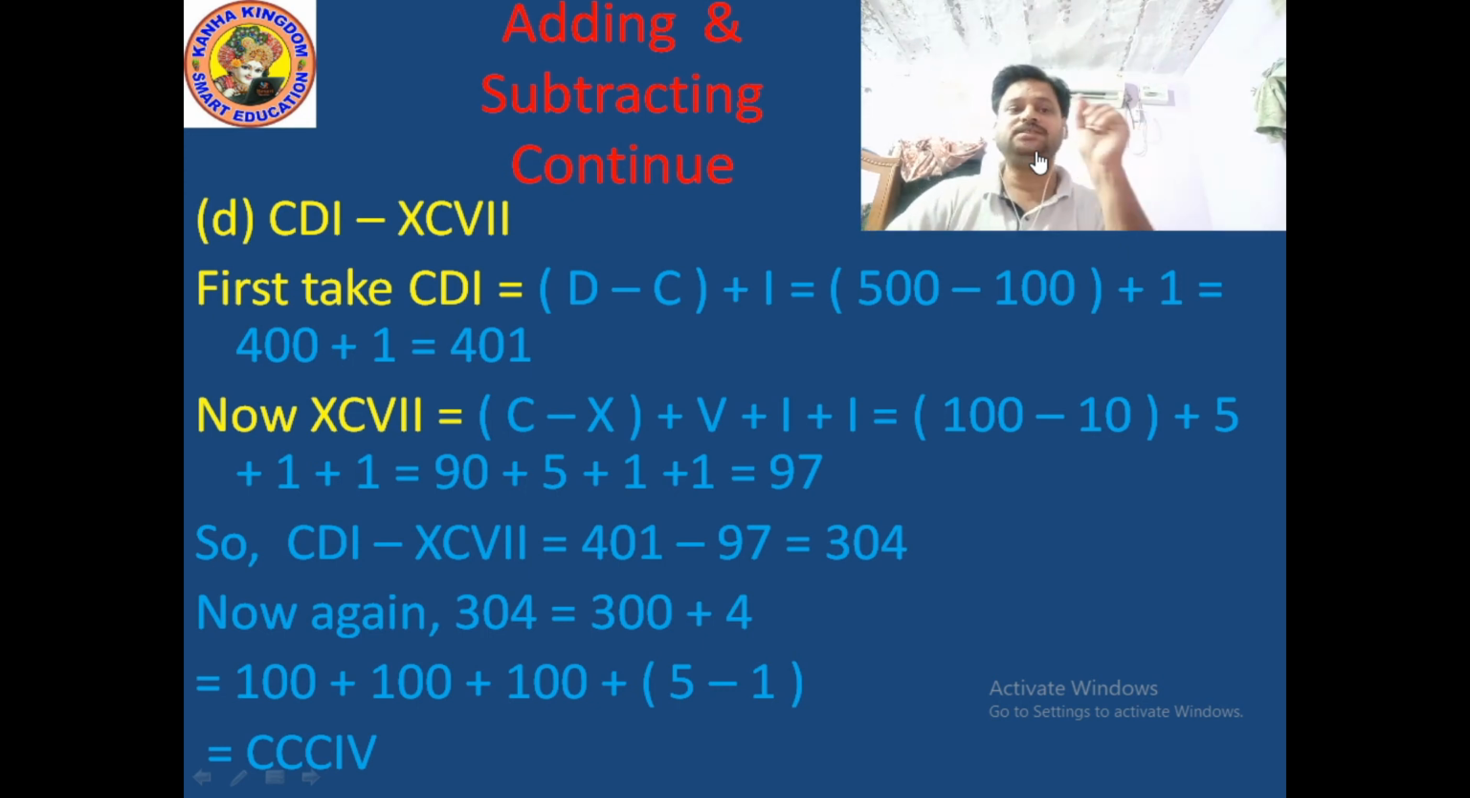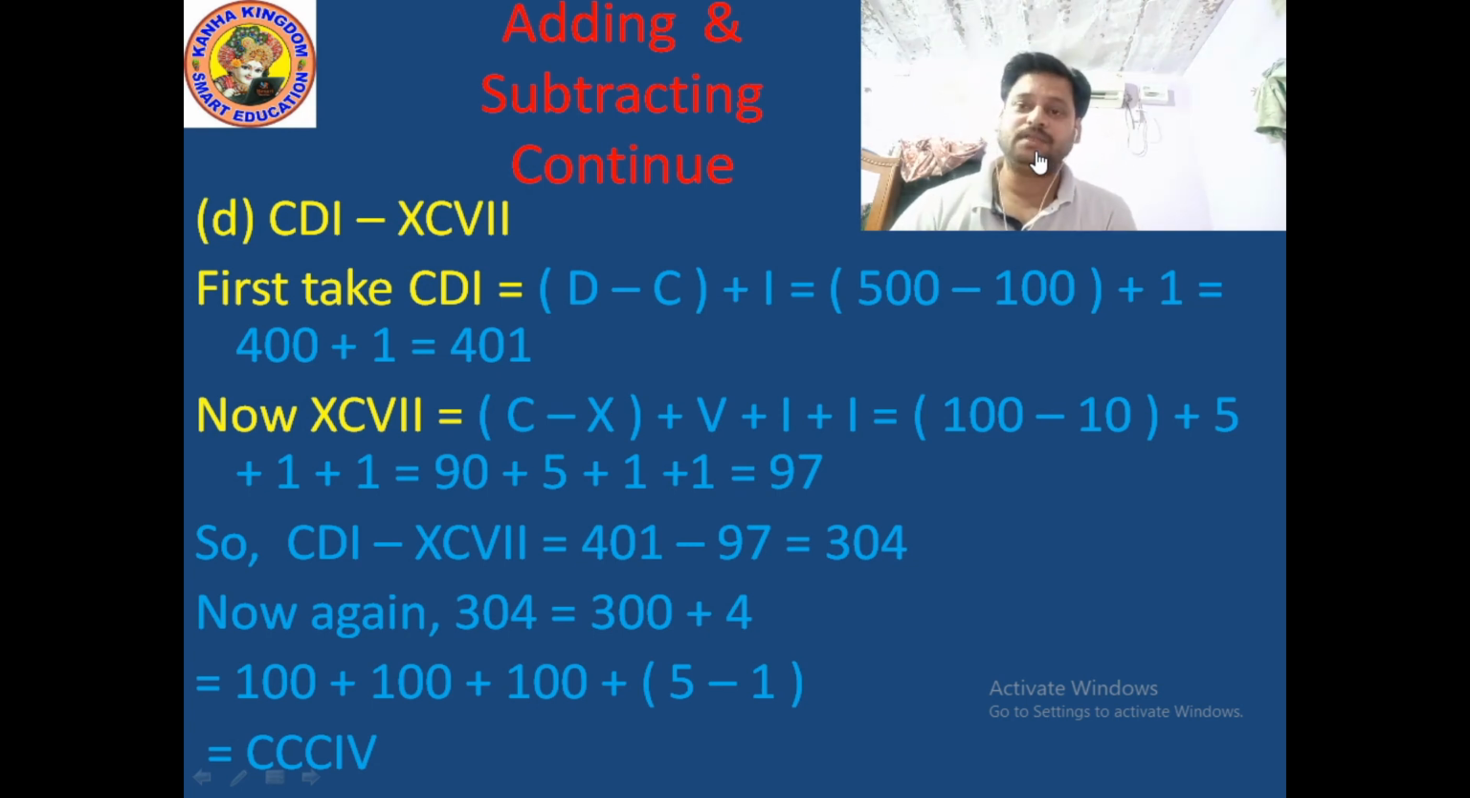So first is CDI. First we check CDI in the descending order. Check it. Is C greater than D? No, C is not greater than D. So what you have to do? Make a bracket and first write down D minus C, bracket close, plus I. D equals 500 and C equals 100, means 500 minus 100, bracket close, plus 1, means 500 minus 100 equals 400, 400 plus 1 equals 401.